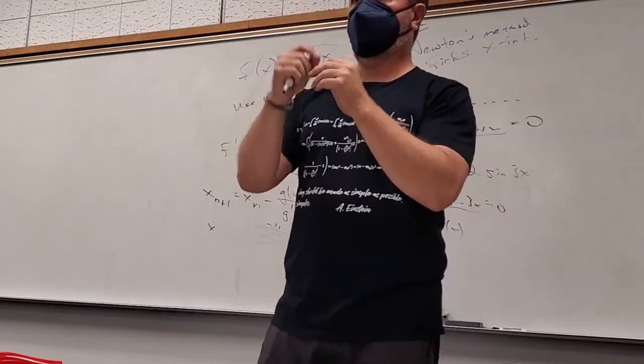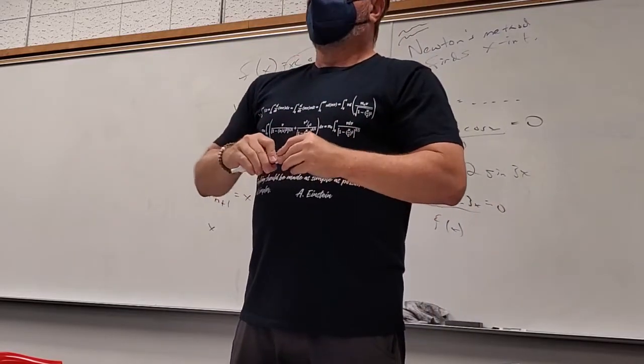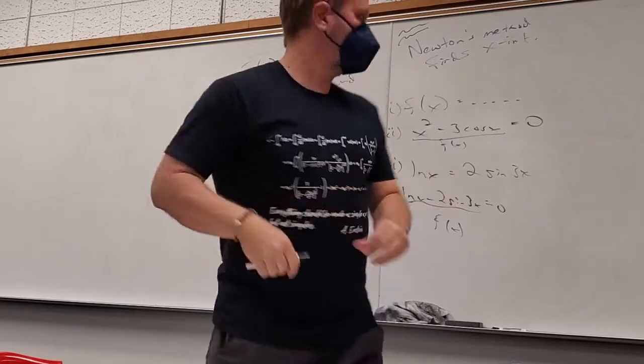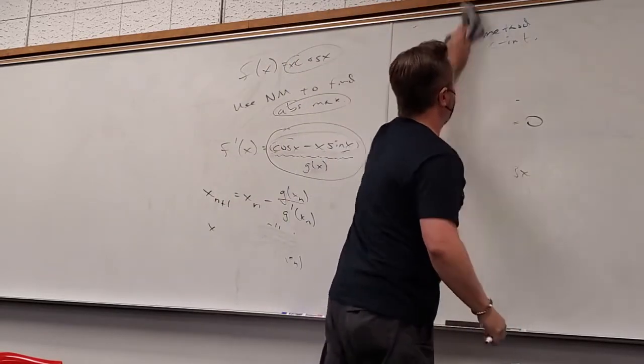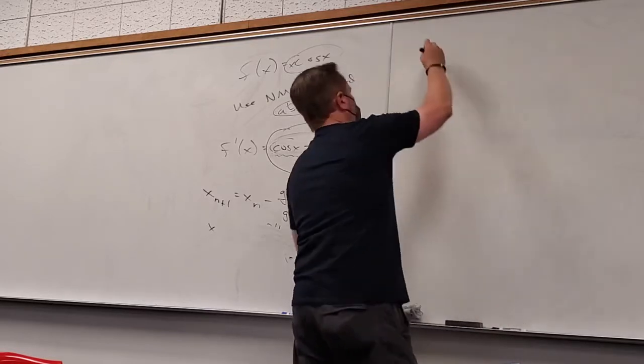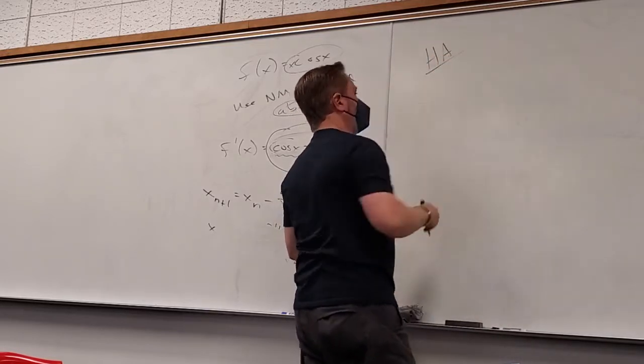Yep. Horizontal asymptotes of non-rational functions. How would you find them? How do I find horizontal asymptotes of anything? What does a horizontal asymptote mean?